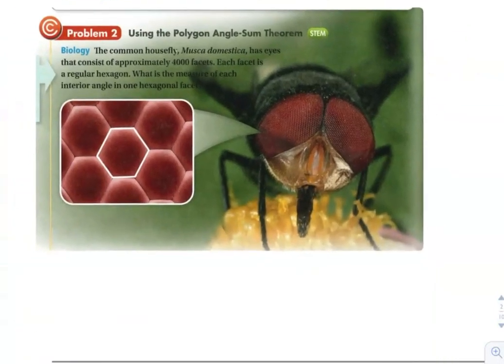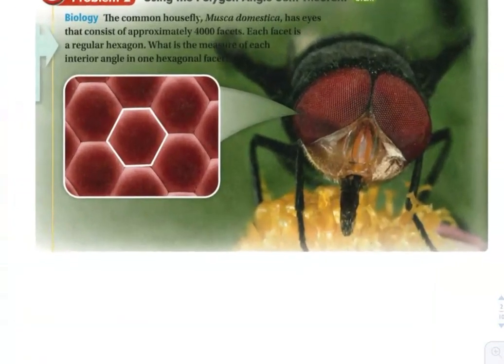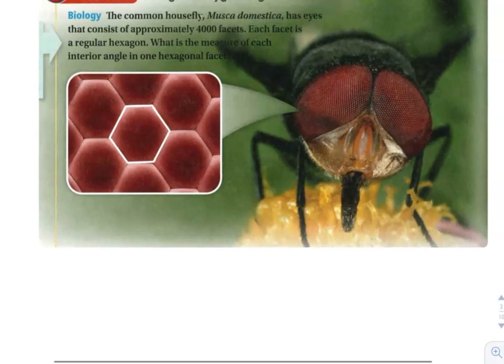All right, so applying it here, let's see. We have a common housefly, I'm not going to try to pronounce that, has eyes that consist of approximately 4,000 facets. Each facet is a regular hexagon. What is the measure of each interior angle of one hexagonal facet? So a hexagon, hopefully you guys know, is 6-sided. You can also see it here. 1, 2, 3, 4, 5, 6. We're trying to find the measure of just each interior angle.